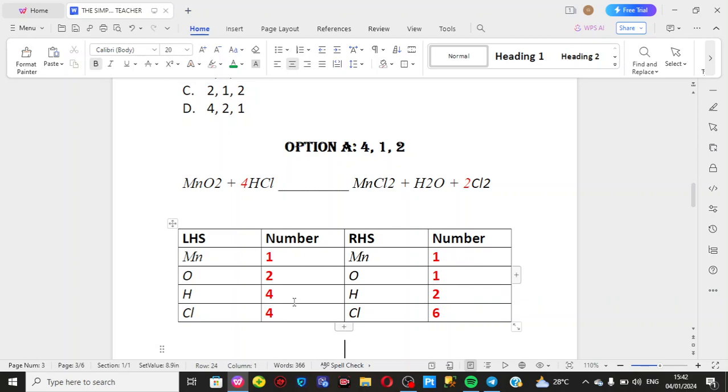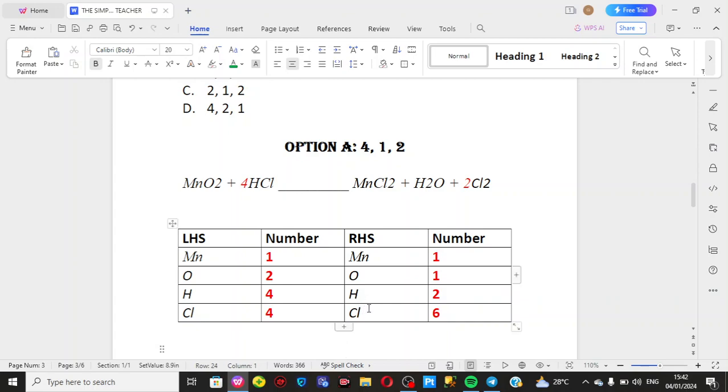Then for hydrogen, how many do we have? This 4 will multiply this hydrogen. 4 times 1 is 4. And in the right hand side, what do we have? Just 2 atoms of hydrogen.